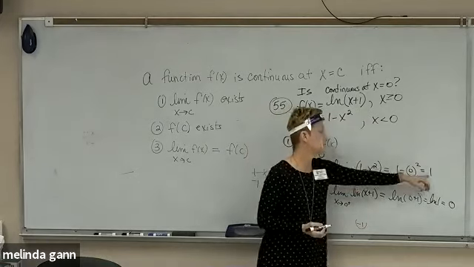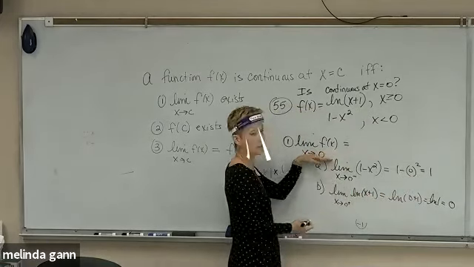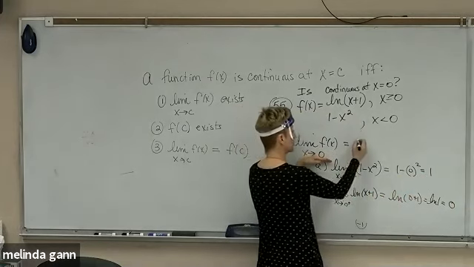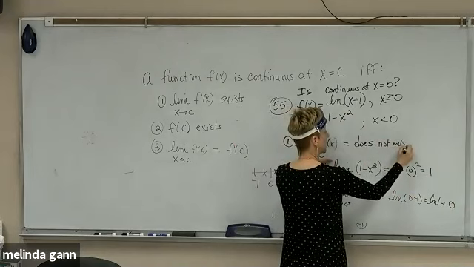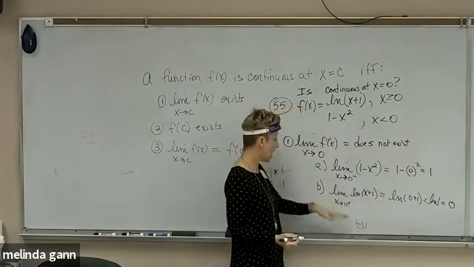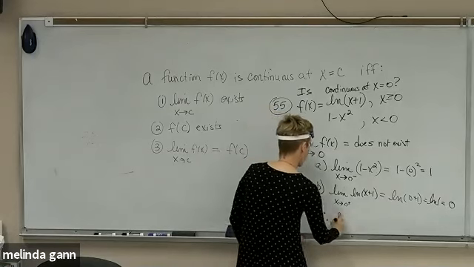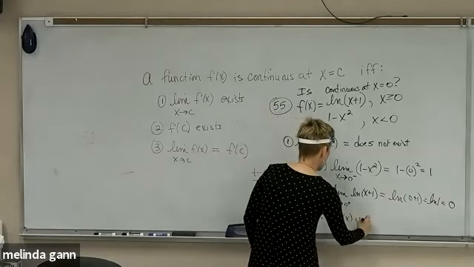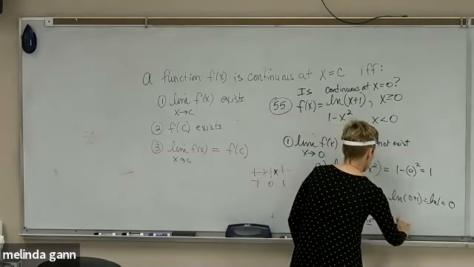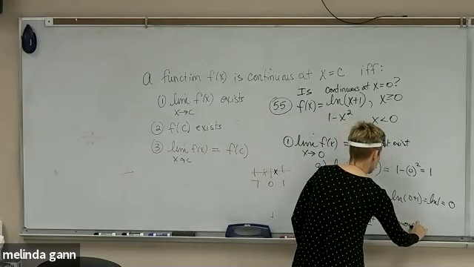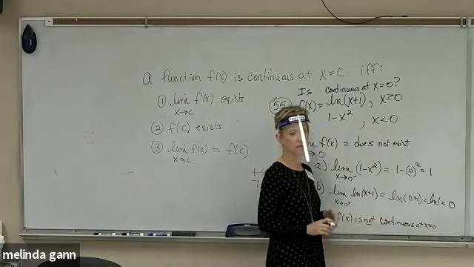So the left-hand limit is 1 and the right-hand limit is 0. So what does that mean about the general limit? What do we put? Does not exist. Now do I keep going or stop? I stop. So I can stop and say, therefore, f of x is not continuous at x equals 0. I run out of room because the limit doesn't exist.